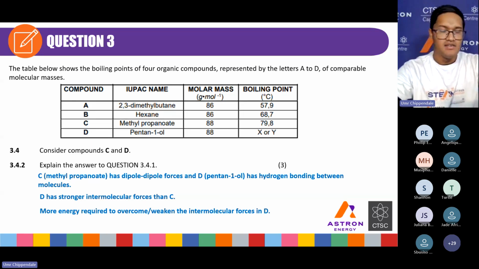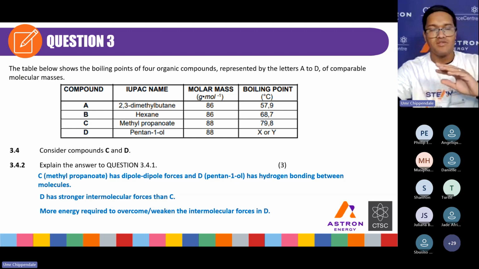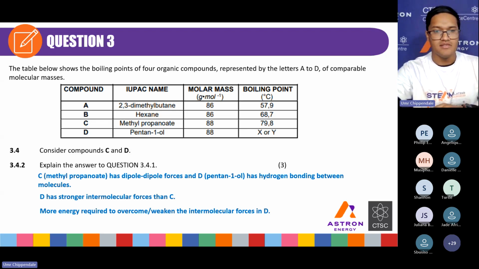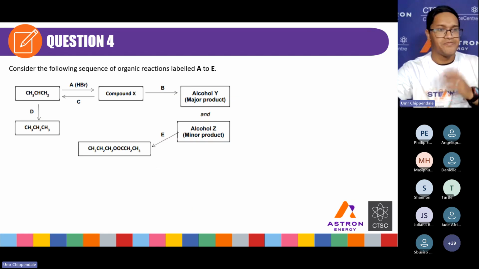In this case, C has dipole-dipole, D has hydrogen bonding. Then you say that D, which is hydrogen bonding, has stronger forces than C. Therefore, it's going to take more energy to overcome this. And that's where you get the marks.